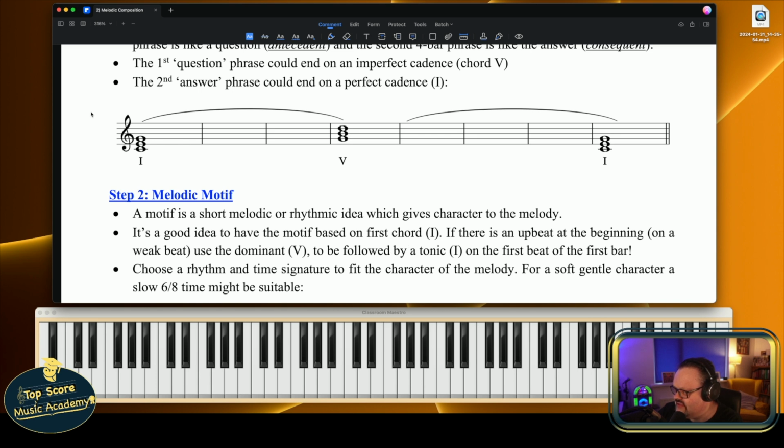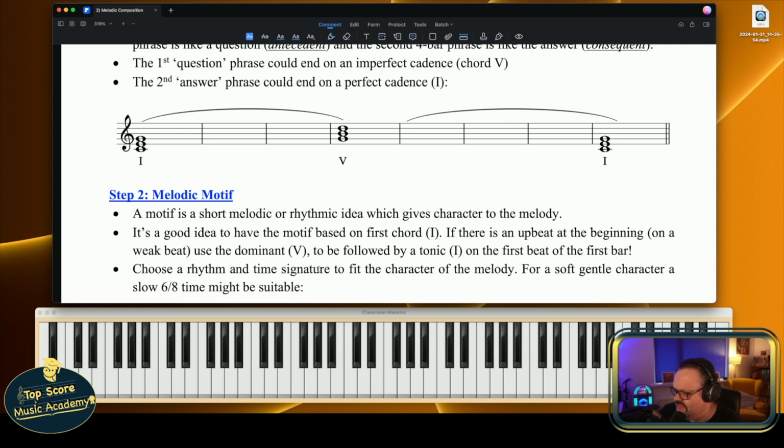If there is an upbeat or an anacrusis that you want in your melody, it might be a good idea to harmonize that upbeat with chord 5. So it's a nice lead in to the first main beat of your first full bar. So chord 5 going to chord 1. But because we don't have an upbeat or an anacrusis here, we're just going to start immediately with chord 1.